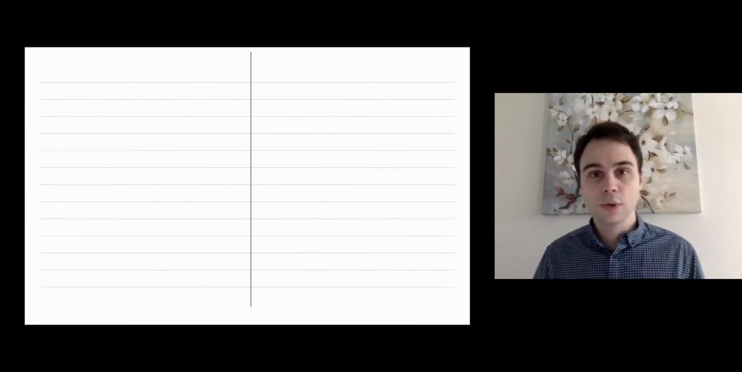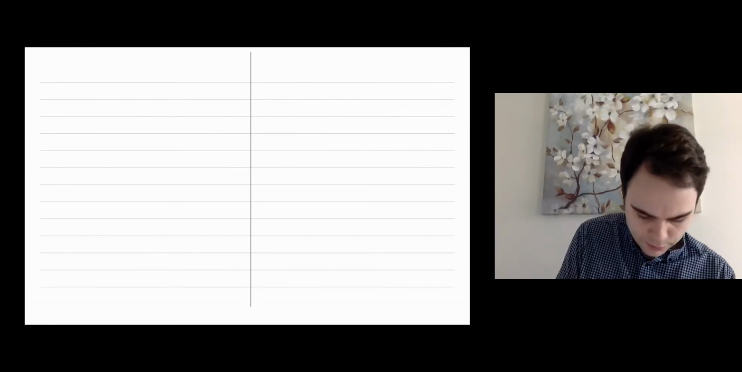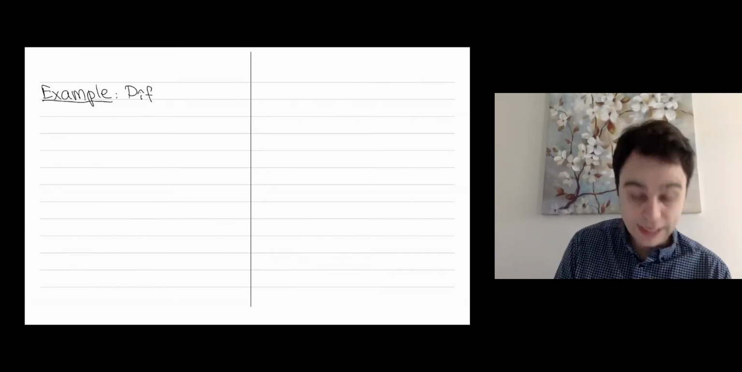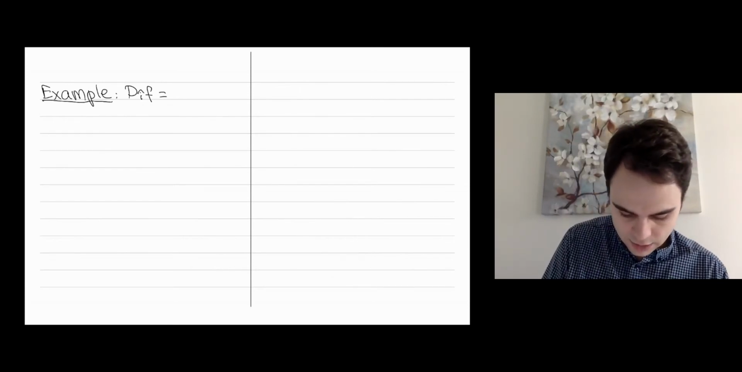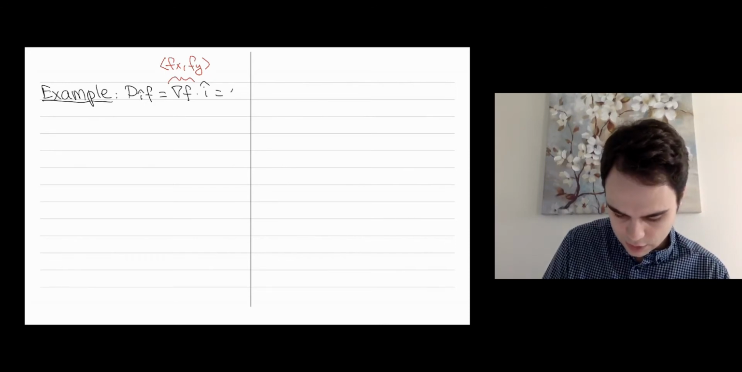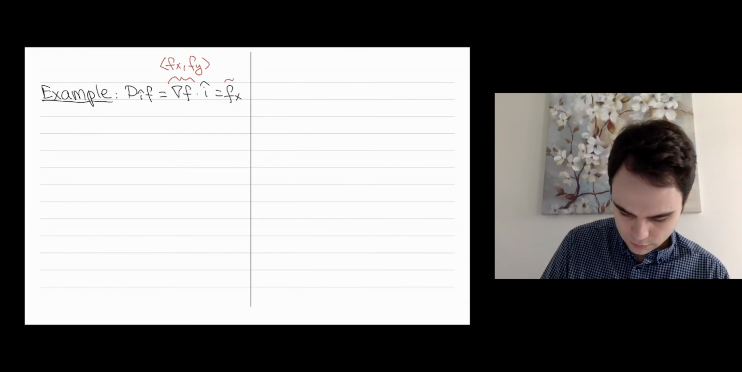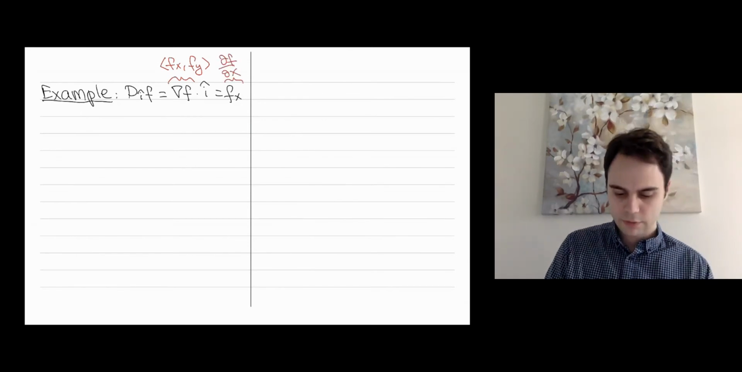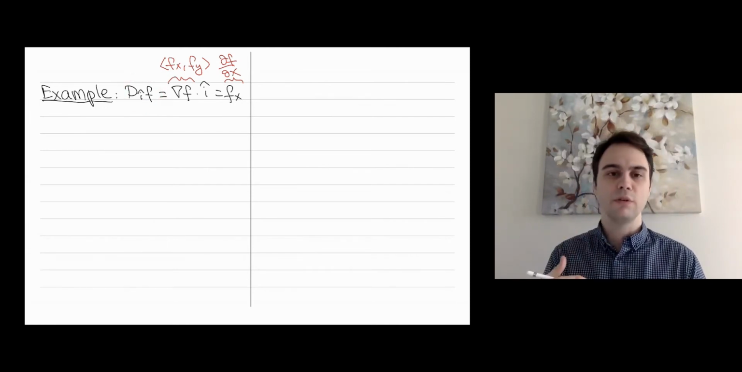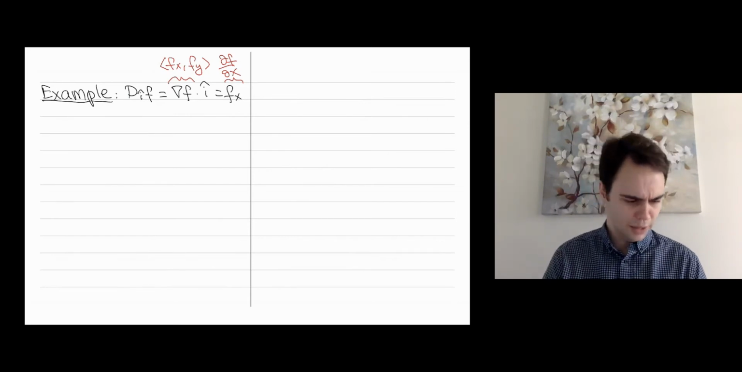Okay, let's try to bring this down to earth. So for example, the derivative of f in the i direction is the dot product of the gradient with the i direction. Now the gradient, recall, has components f sub x, f sub y. So this is just f sub x, just the x partial of f. So the derivative of f in the i direction is the x partial. The derivative of f in the j direction is the y partial, by a very similar argument.